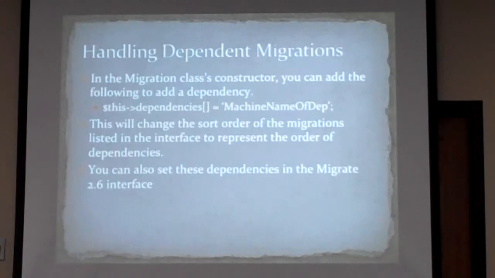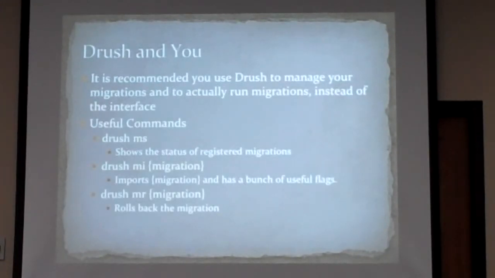It does that by checking to see if the number of total records equals the number of imported records, or is greater. And if not, it won't let you do it unless you force it. You can also set up dependencies in the Migrate 2.6 interface. There were some bugs around that recently, but I think we've got all of them worked out. But it is highly recommended that you use Drush to do all this, because it's way faster and not quite as clunky.